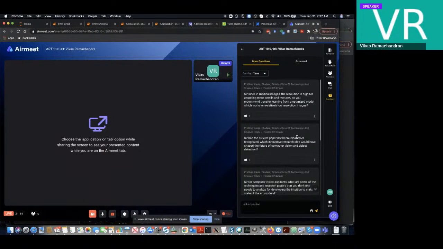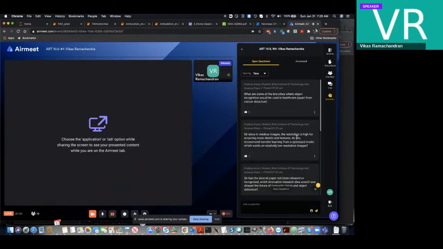The first question is, in medical images, the resolution is high and acquiring more details and textures. Do you recommend transfer learning from an optimized model? So there has been some work on this, and I think a few years ago, people trained their own models, and at that point there were not a lot of medical images. I think that has improved over time. The short answer is yes, start with an ImageNet or a trained model, and then unfreeze some layers, and then do transfer learning on that if you don't have a lot of images in your medical domain.